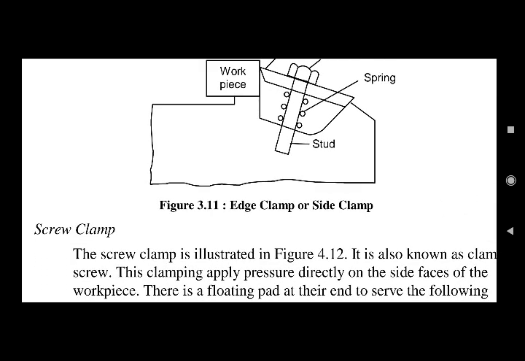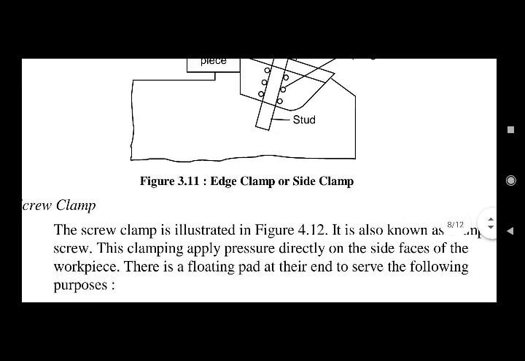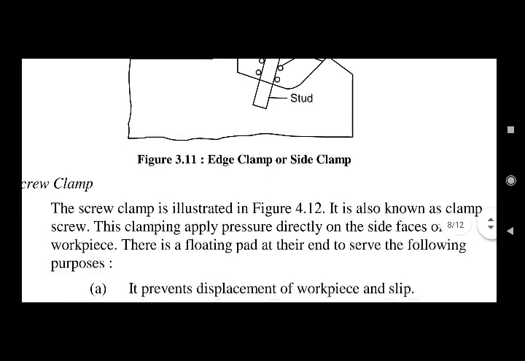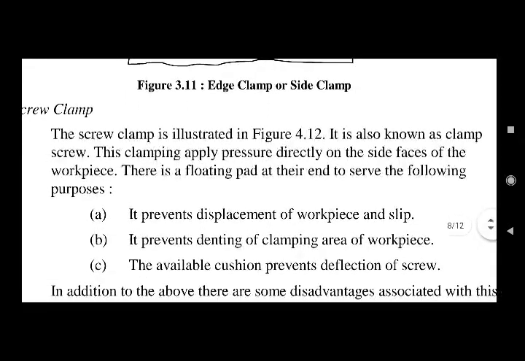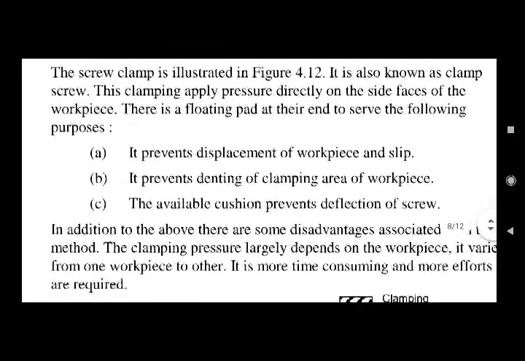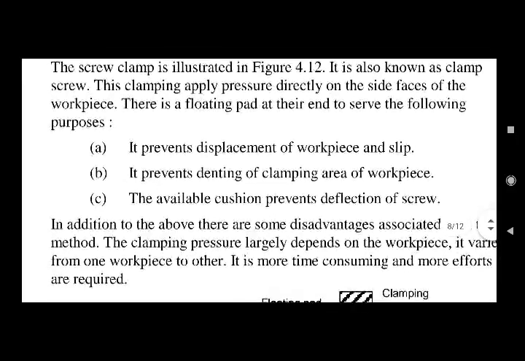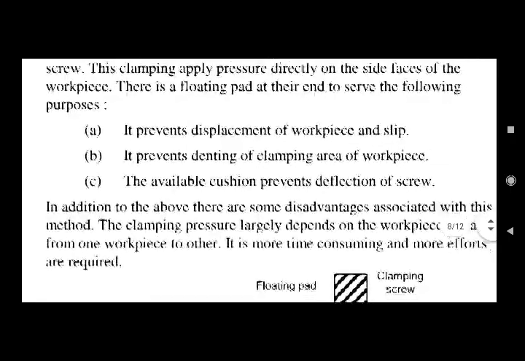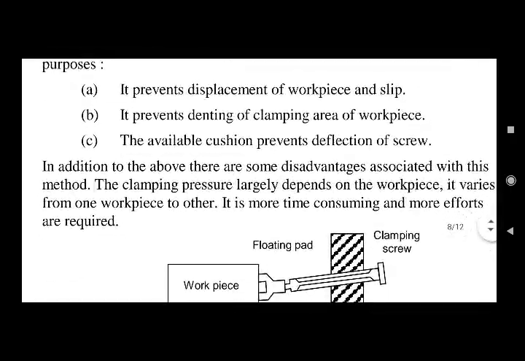Next is a screw clamp. The screw clamp is illustrated in the figure. It is also known as clamp screw. This clamping applies pressure directly on the side faces of the workpieces. There is a floating pad at the end to serve the following purposes. First, it prevents displacement of the workpiece and slip. Second, it prevents denting of the clamping area of the workpiece. Third, the available cushion prevents deflection of the screw.